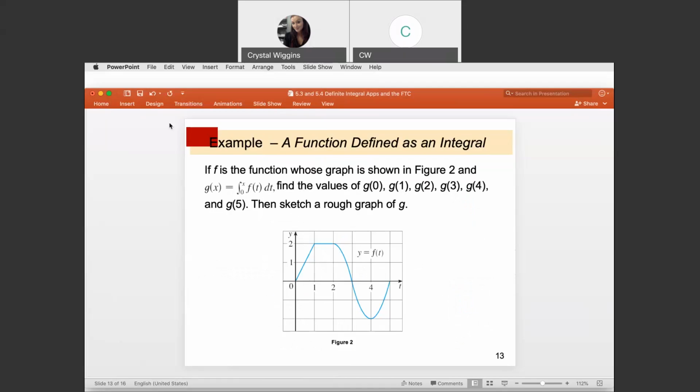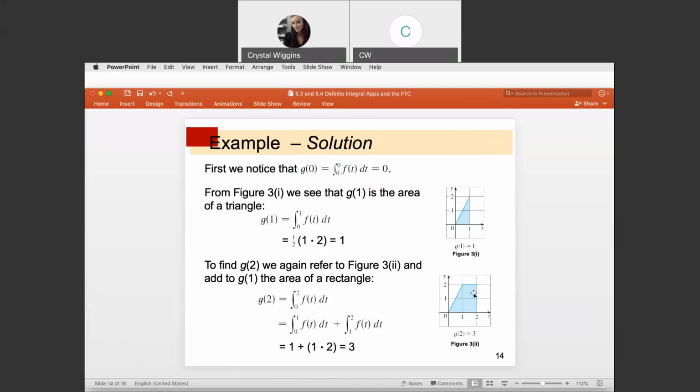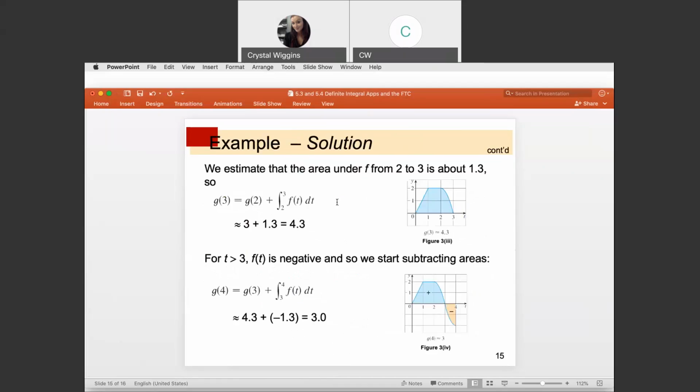Now we've already calculated the area of the triangle to be 1, so we really just need to calculate the area of this rectangle, which is length times width. So you have 1 times 2, which gives us 2. Add that to the area of the triangle, which is 1, and we get an area of 3. The same process is done for 2 to 3 and 3 to 4 because we can use the areas we've calculated prior to that. We already know the area from 0 to 2, so we just start tacking on the new piece. So notice how we're splitting up this area.